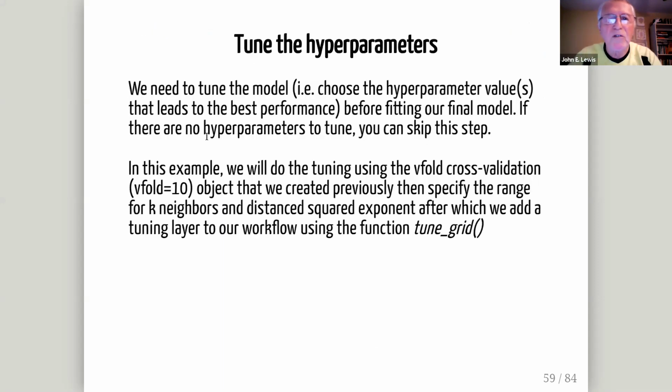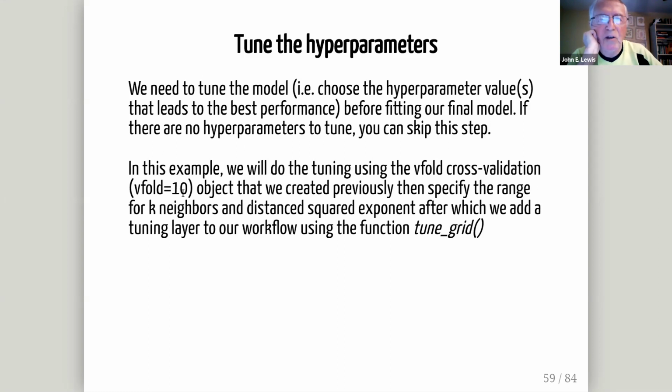Now we're at the stage of tuning the hyperparameters. We have chosen two parameters to tune. If you have no hyperparameters, you can skip this particular step, or if you want to, you can let the machine do some of this work by telling it beforehand which parameters you want. But in this example, we'll do the tuning using a v-fold cross-validation.